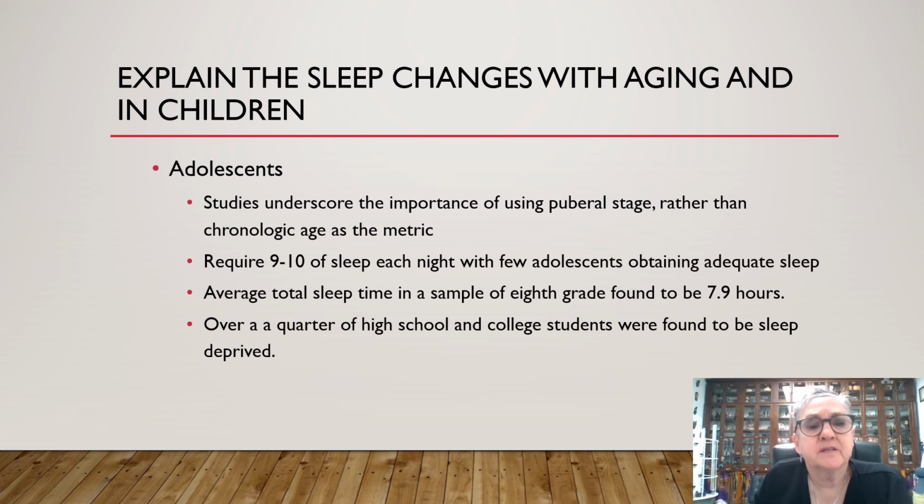In adolescence, studies underscore the importance of using pubertal stage rather than chronological age as a metric. Adolescents require 9 to 10 hours of sleep each night, with few adolescents attaining adequate sleep. Average sleep time for 8th graders is found to be 7.9 hours, and over a quarter of high school and college students are found to be sleep deprived.